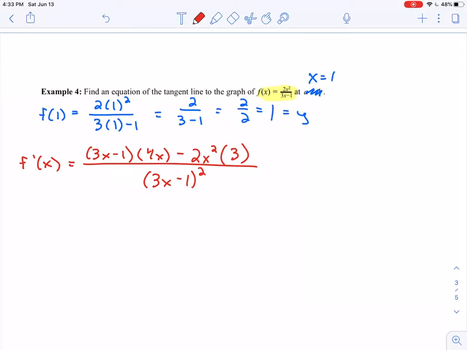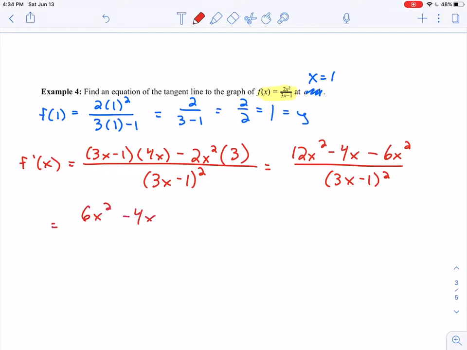So that numerator is really just what I want to simplify. I can distribute the 4x, so I have 12x squared minus 4x minus 6x squared all over 3x minus 1 quantity squared, which would give me 6x squared minus 4x divided by 3x minus 1 quantity squared. Here's my derivative. So I have my derivative.